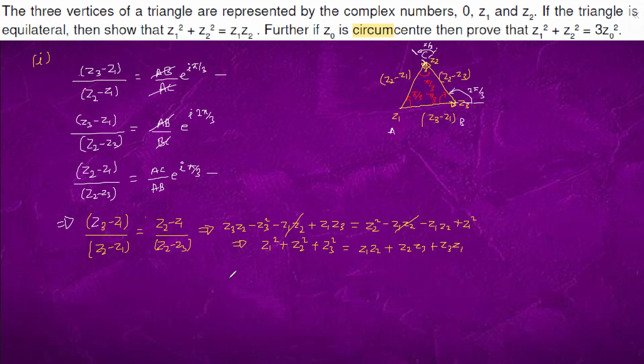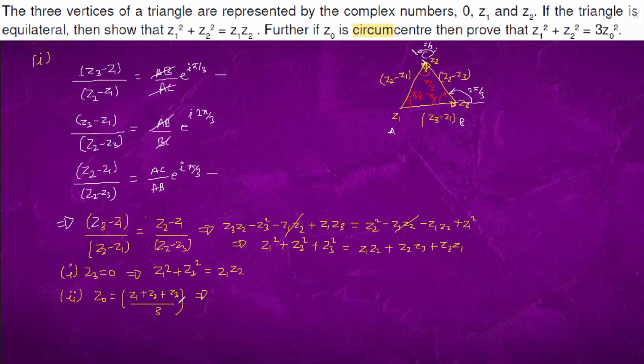So in the given question, we are told that z3 is equal to 0. This implies z1 square plus z2 square equals z1 z2. Question 2: if z0 is the circumcenter, we know that z0 is z1 plus z2 plus z3 by 3. It will coincide with the centroid.